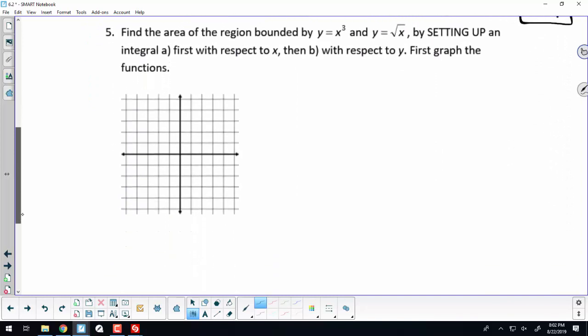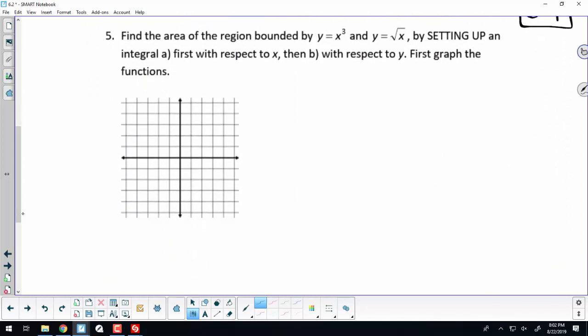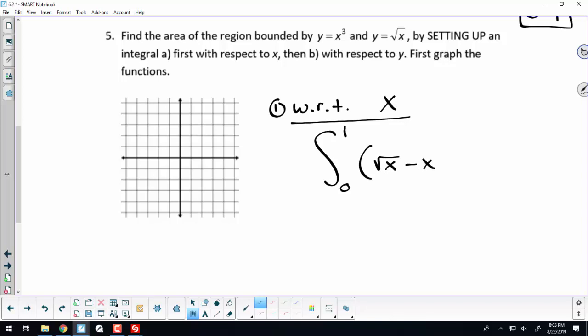I'll skip this next example. It's a good example to look at because, like one in your homework, it says to set up this region and then find the area by integrating with respect to x and with respect to y. So sometimes we can do both. If you want to work through this, let me just go ahead and write this out. With respect to x, you should end up with the integral from 0 to 1 of square root of x minus x cubed dx.